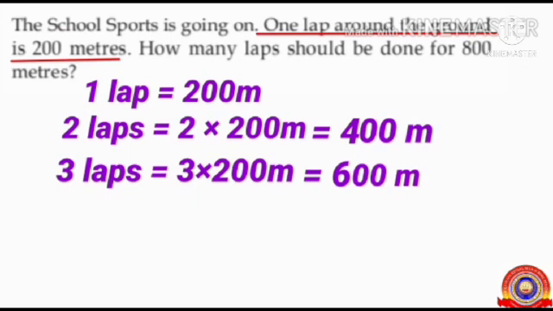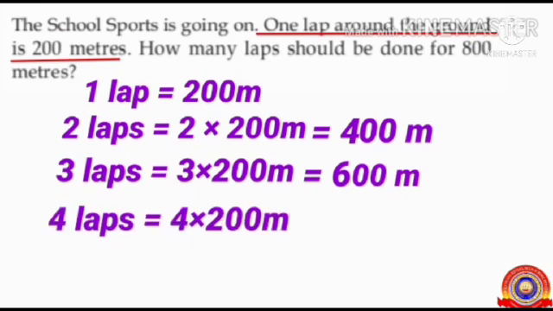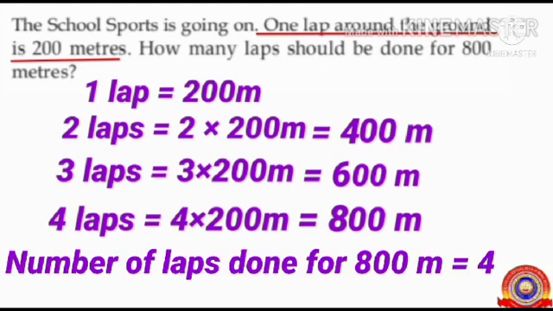Here we have to find out how many laps should be done for 800 meters. You know that one lap is 200 meters. So 4 laps equals 4 times 200 meters. 4 into 2, 8. Then put these two zeros on its right side. That is 800 meters. So 4 laps around the ground is 800 meters. So number of laps done for 800 meters equals 4.